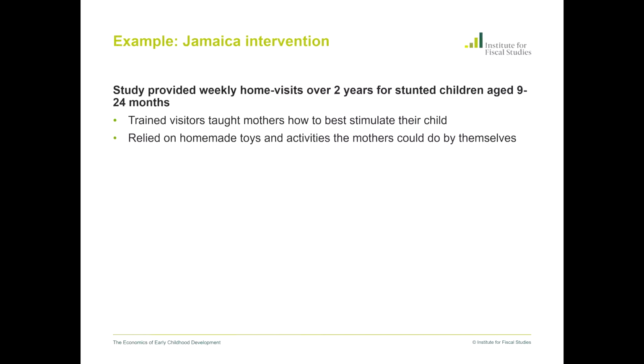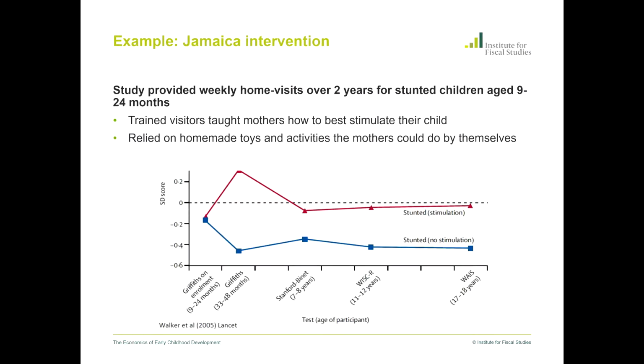What I'm going to show now is the graph of the impacts on cognition of that intervention. On the x-axis I have time, so we start at 9 to 24 months, we end at 17 to 18 years. The y-axis is some cognitive score, it doesn't really matter that much, but what I would emphasize is that the difference between the kids who received the intervention, that red line, and those who didn't, is persistently strong and positive. So this kind of intervention does have impacts, and not only in the immediate term, but also 18 years later.